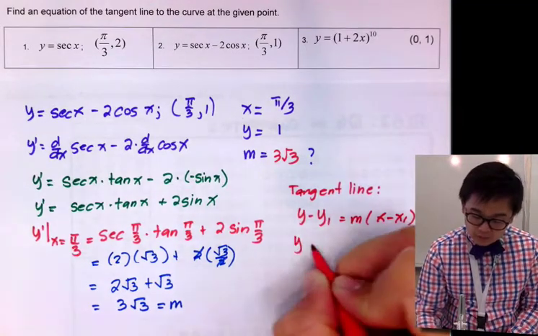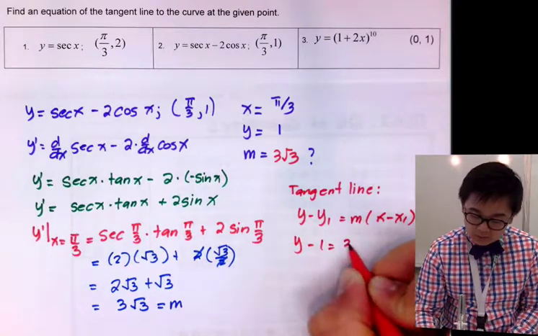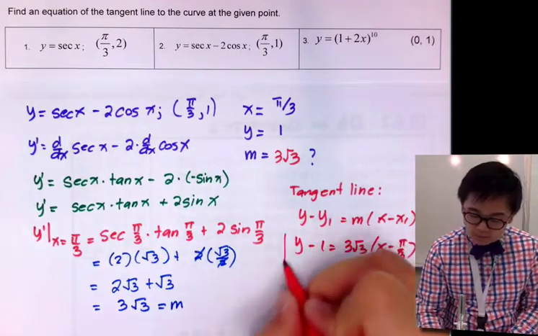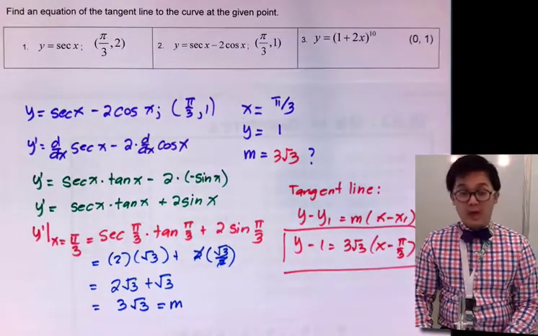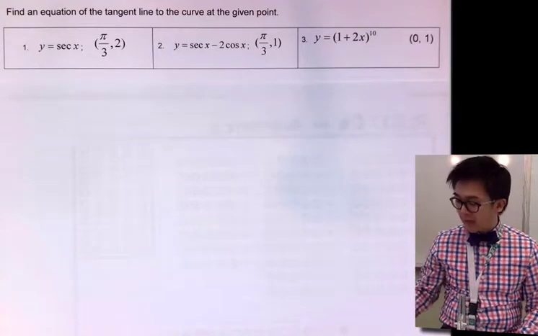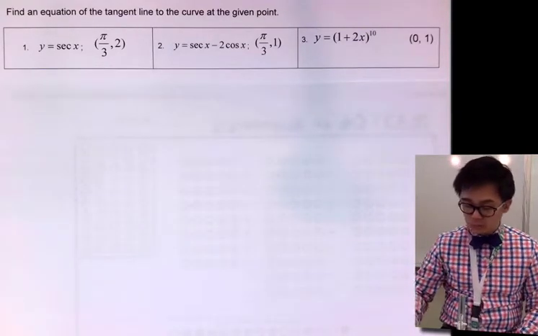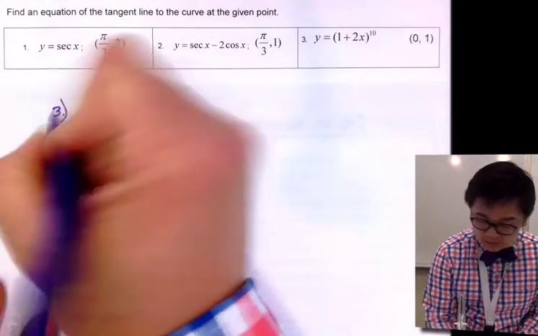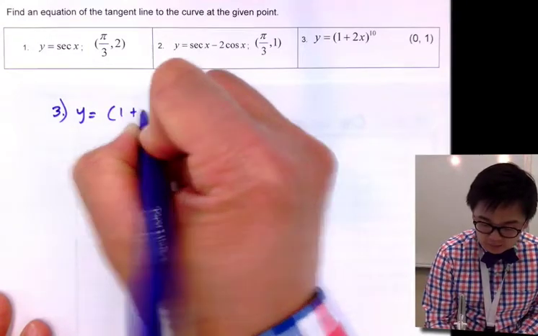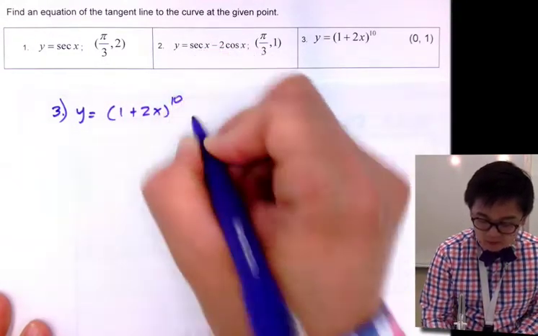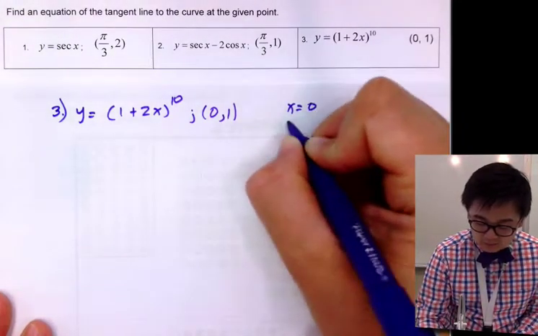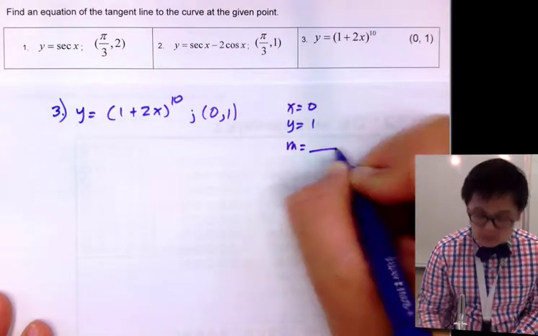And by substitution, y minus 1 equals 3 square root of 3 times x minus pi over 3 will be our tangent line for problem number 2. And for problem number 3, we have a polynomial, and we're going to simply do what we just did on the other two examples, but this time it's going to be a lot easier because we just need to use the chain rule. We are given a point which is 0 and 1.